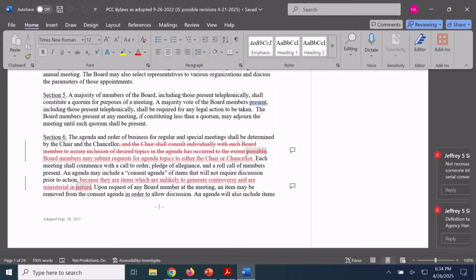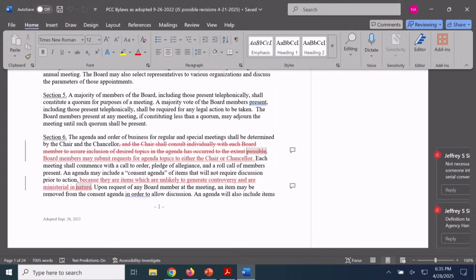The next one, so the part of the language I took out was added the last time the board revised the bylaws, and the idea was that it was important. I think the thinking behind how that language got in there was that it was really important that board members know and have ample opportunity to communicate with the chair and have items put on upcoming agendas. The challenge with the way this was written is it does suggest that before every board meeting, the chair has this serial conversation with all the board members.